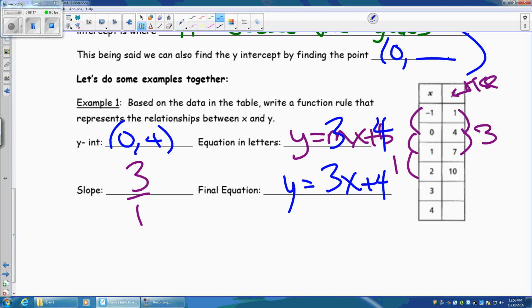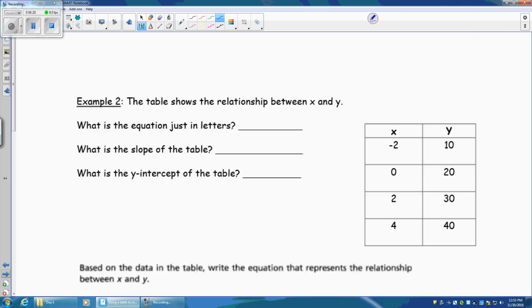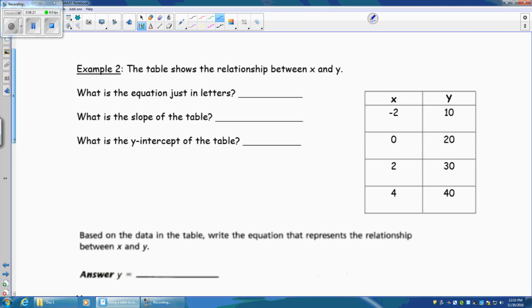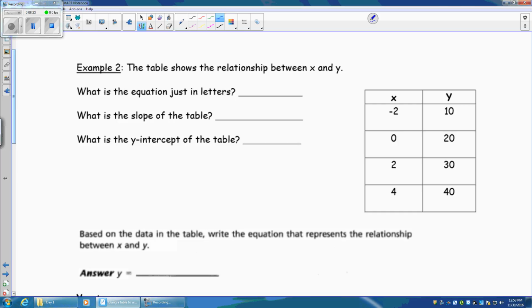So let's try that one more time here. I want the equation just in letters. I want the y-intercept because that's super easy to find. That's even easier to find than the slope. 0, comma 20.